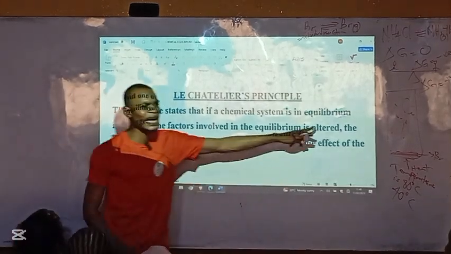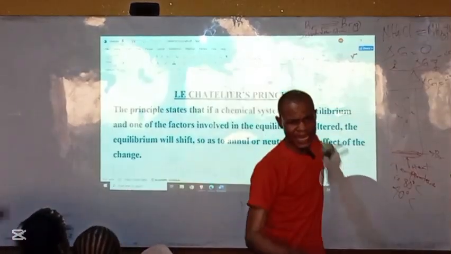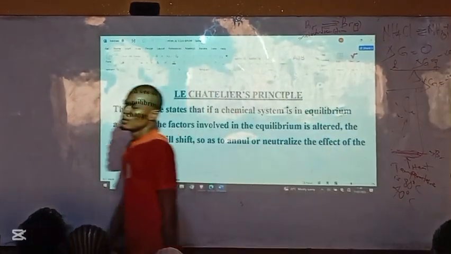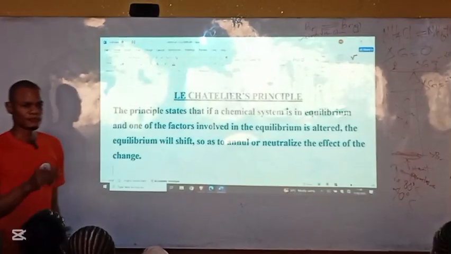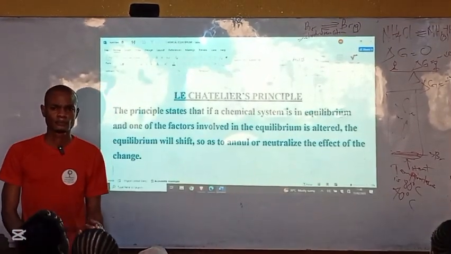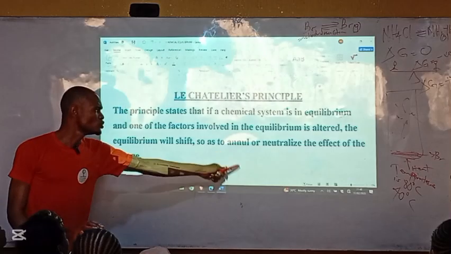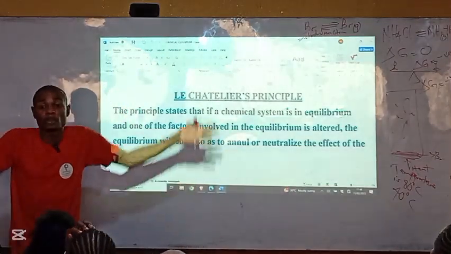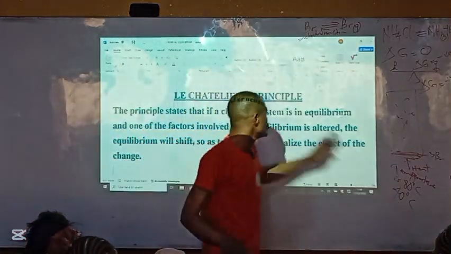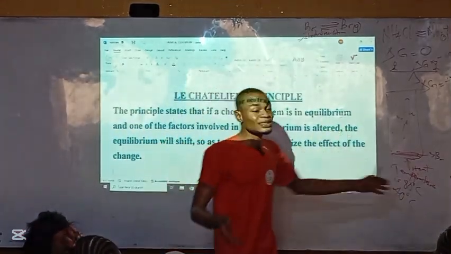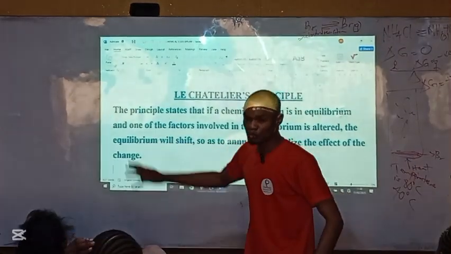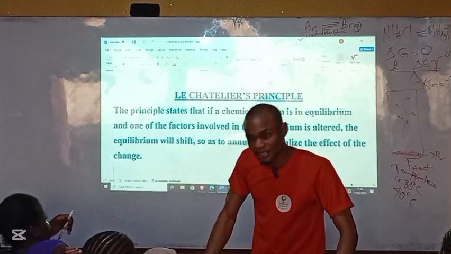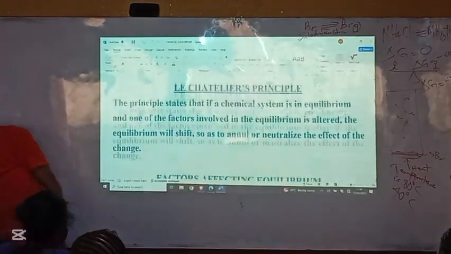Is altered. What is altered? Is changed. Annul or neutralize the effect of the change. The chemical system is in equilibrium, one of the factors is changed. You can also use altered. One of the factors is altered, the equilibrium will shift so as to annul or neutralize the effect of the change. Now that's it.